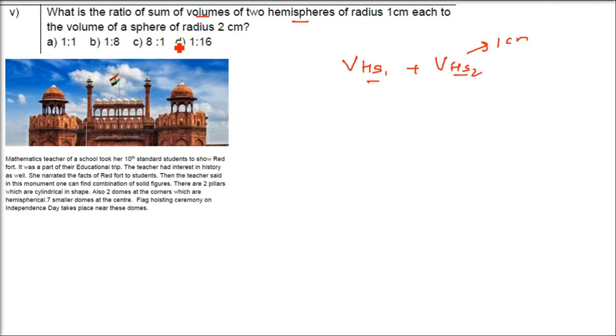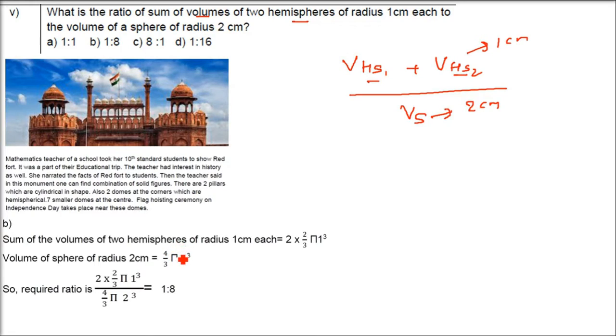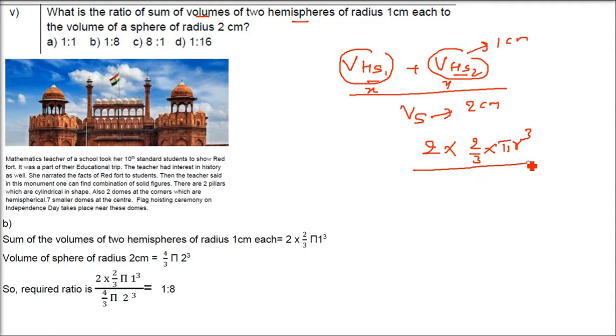And to the volume of a sphere of radius 2 centimeter. So we have now just seen it's 2 by 3 pi r cube is the volume of a hemisphere. Since these two hemispheres are the same, we can combine this. X and x will be 2x. So 2 into 2 by 3 pi r cube, divided by the whole sphere, which is 4 by 3 pi r cube. In the denominator you have to use the whole sphere.